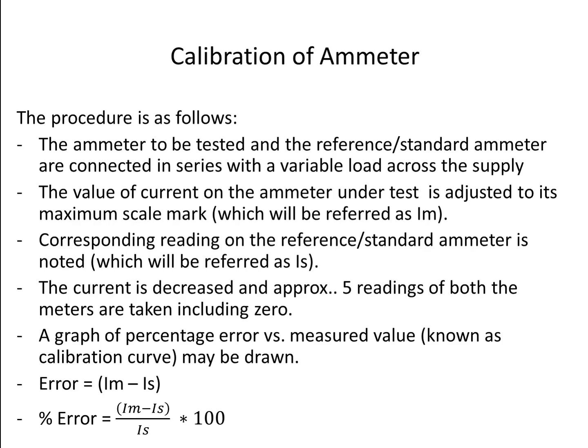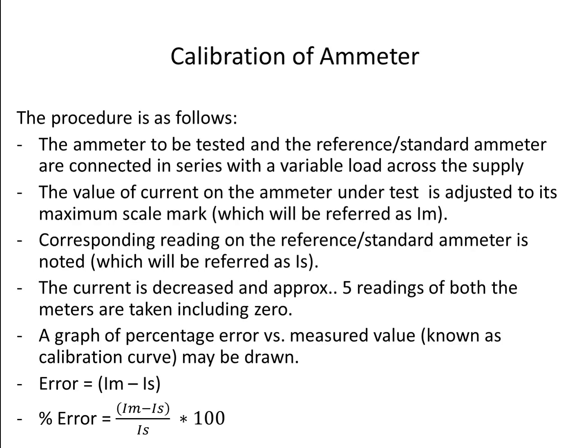It is worth noting that in these 5 readings we shall include the maximum scale value as well as the zero value of the test ammeter. So we have two sets of readings: IM, measured value, that is the reading of the test ammeter, and IS, true value, that is the reading of the substandard ammeter.